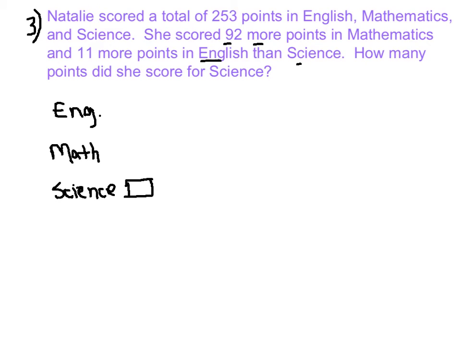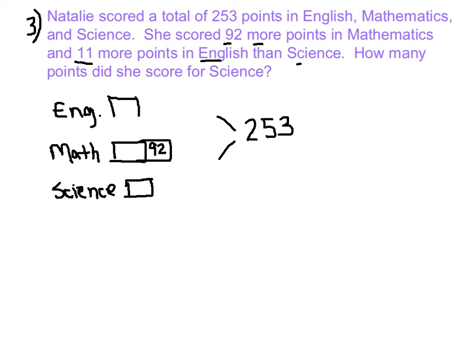Natalie scored a total of 253. So in all, she's got 253 points. She scored 92 more points in math. So I'm going to give math the same amount as science, but 92 more. And 11 more points in English than science. So I will give English the same amount as science with an additional 11. Okay, so I see that I have 3 equal boxes.